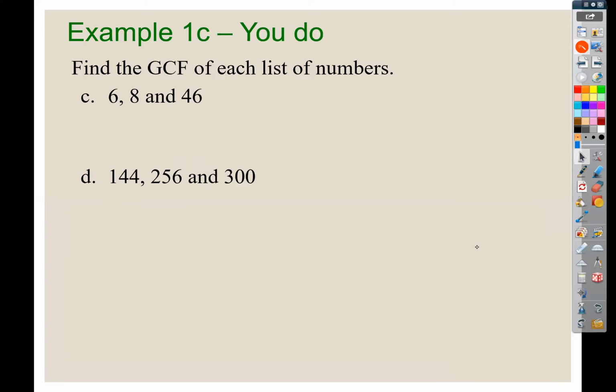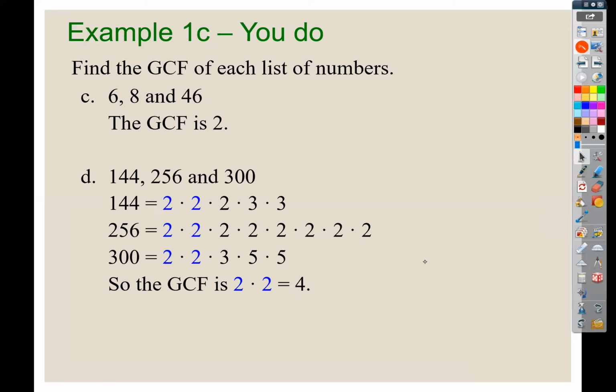So you try this, 6, 8, and 46. The greatest common factor is 2, because 2 is the highest number that will go into all of those. And then 144, 256, and 300, the greatest common factor is 4.